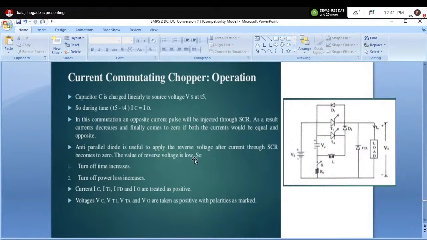The value of the reverse voltage is low. This anti-parallel diode will apply the reverse voltage across the SCR when the current flowing through the SCR is zero. That means when the commutation current and load current are equal, this diode is conducting and it will apply a reverse voltage across the main thyristor.